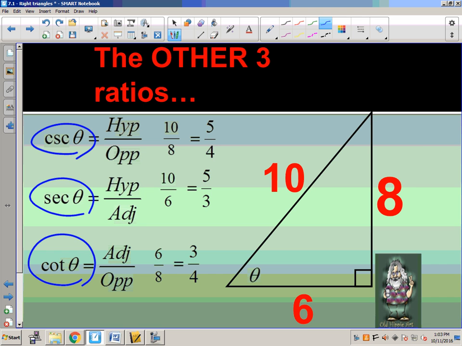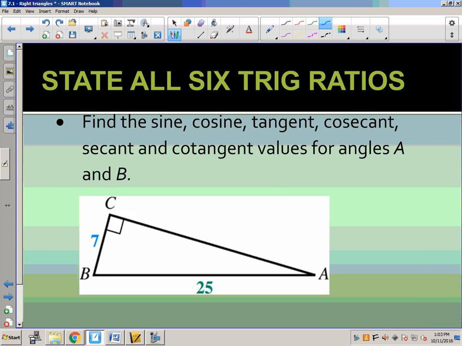Questions? All right, we spent a lot of time on the other three. Let's do an example where we go through and find all 6 of our trig functions for a particular angle. So we're given a right triangle. You can go ahead and sketch that. We're given a right triangle that only has the right angle marked and then 2 of the sides.